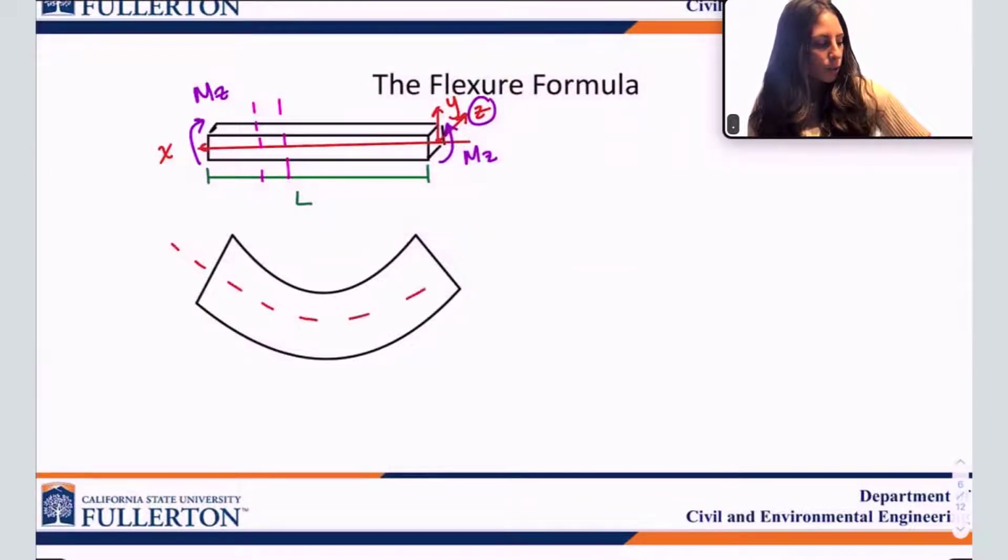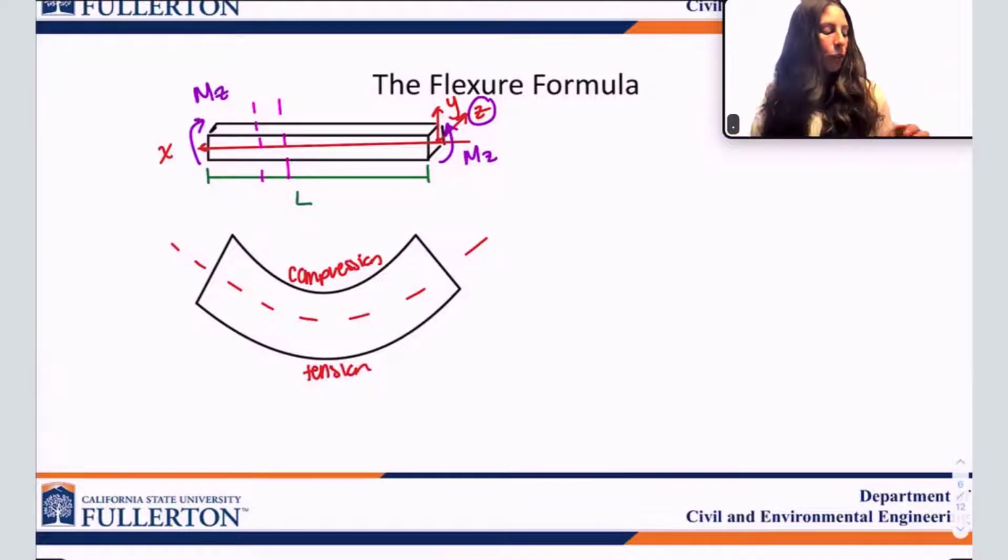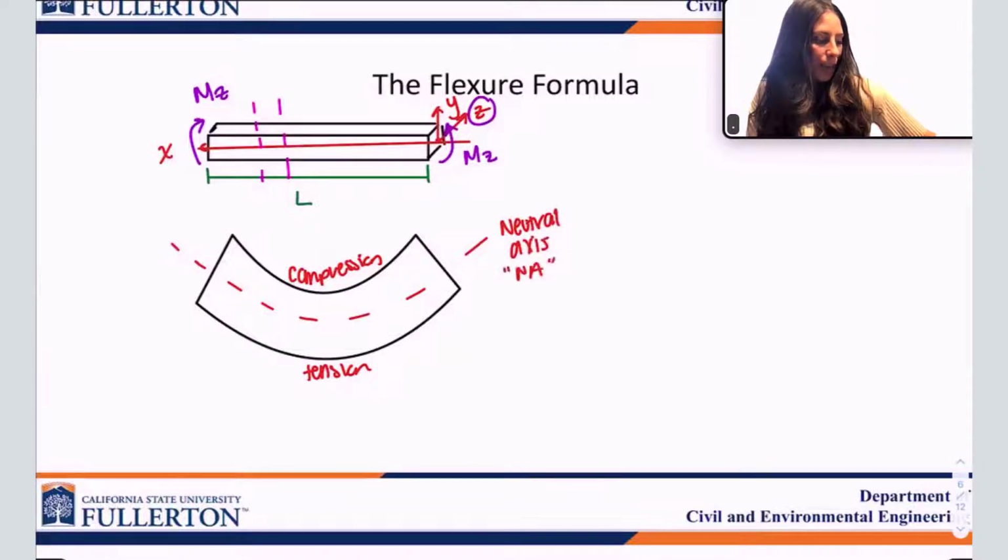We have this axis in the middle. This is the middle axis, right? As this beam bends, what happens to the top fibers of the beam? That top length of the beam gets shorter, so it goes into compression. And the bottom of the beam gets longer. It's in tension. That's when we apply this moment in this direction. And we have this line, which is called the neutral axis, or abbreviated as the NA.